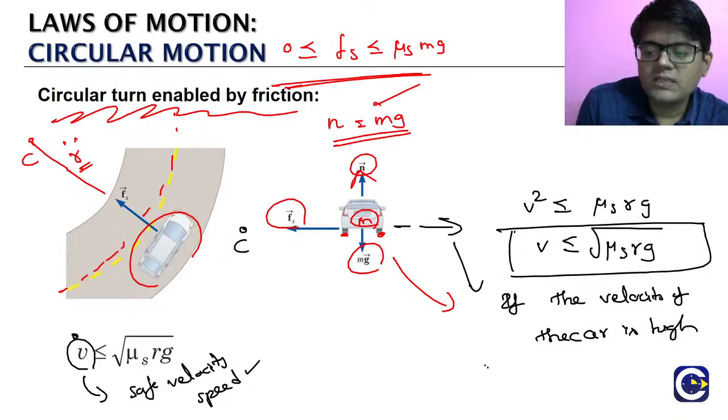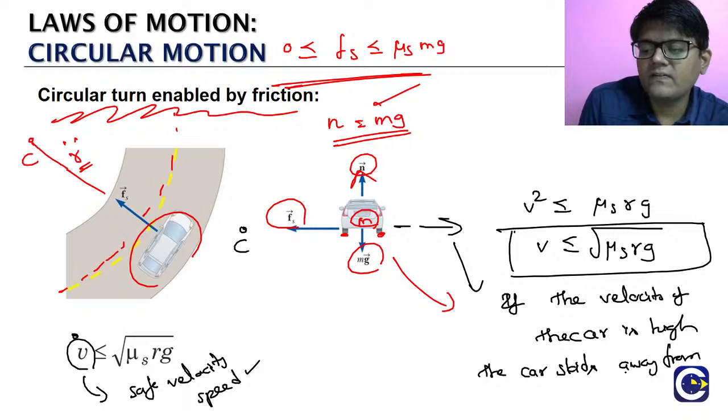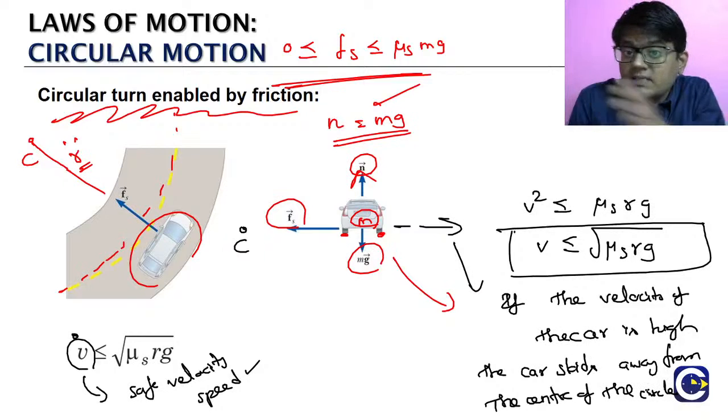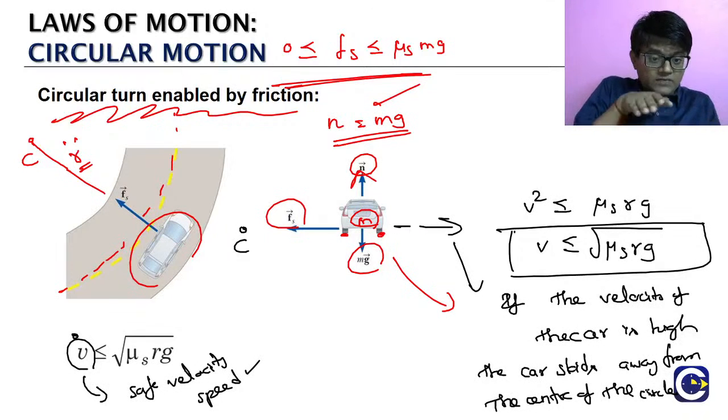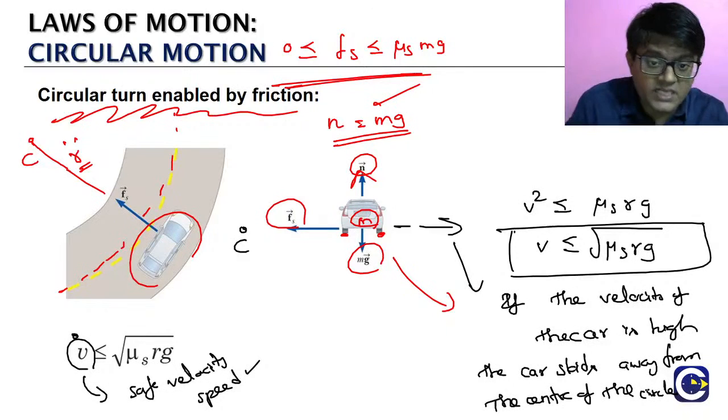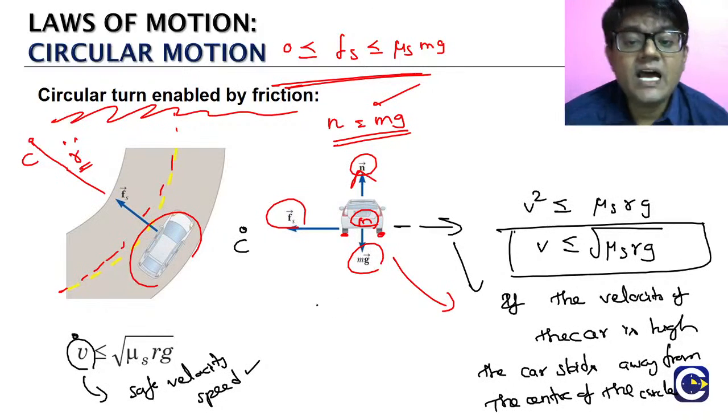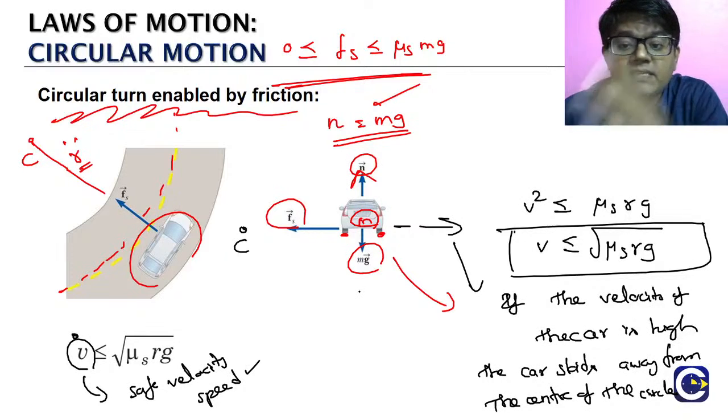Okay, so if the velocity of the car is high, the car skids away from the center of the circle. It will not be skidding towards the center. Everybody, like you would have seen, right, when somebody is trying to take a turn on the road. If the speed is high, you will see that the car will be skidding away from the turn. Why does it happen? Why is it always skidding away from the turn?